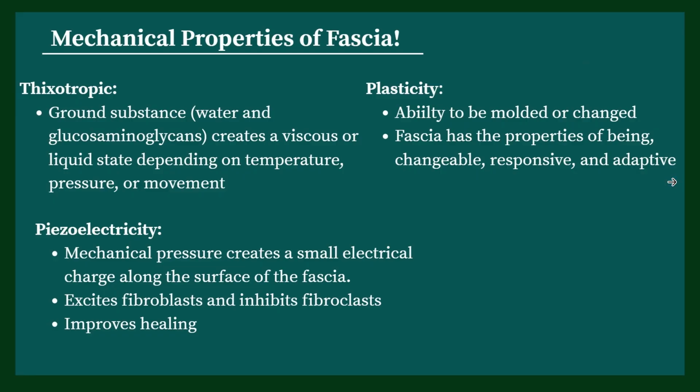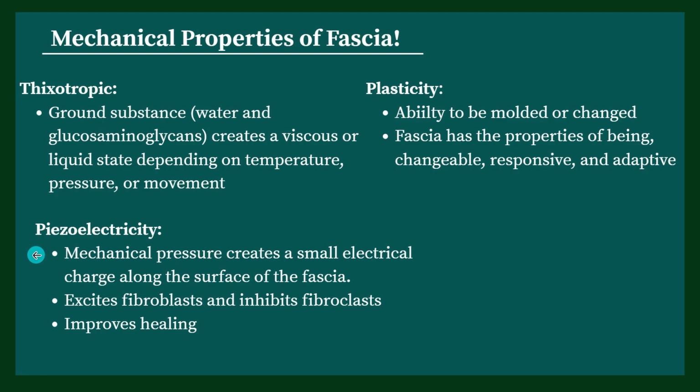A couple other properties of fascia is it's thixotropic. That is a cool word, isn't it? I would call that a 25-cent word. So that means it's got that ground substance, which creates a viscous or liquid state, depending on temperature, pressure, or movement. So literally, fascia can liquefy if you warm it up. And that's what you're doing when you use that mechanical pressure and heat on your client when you're massaging them. You turn the fascia that's packaging their muscles into a liquid state, and that's what enables those muscles to relax.